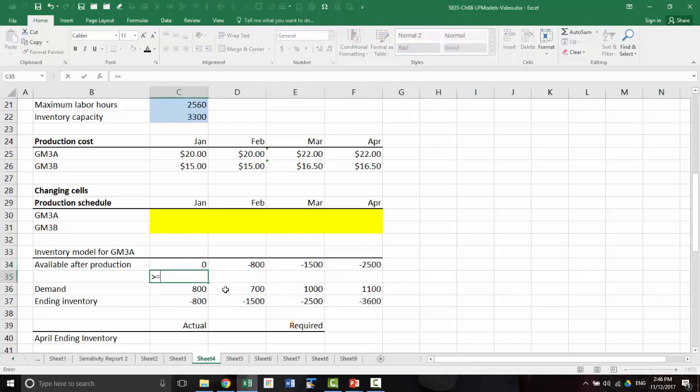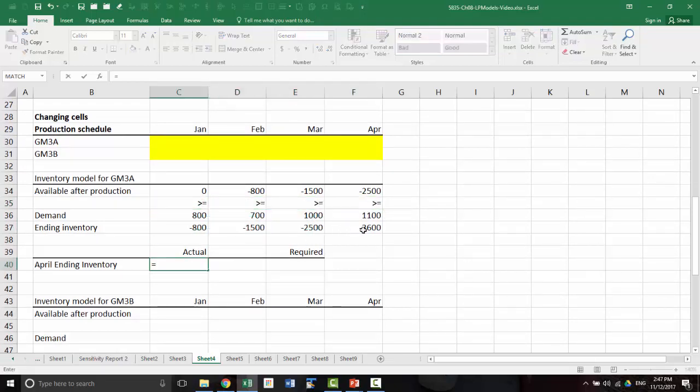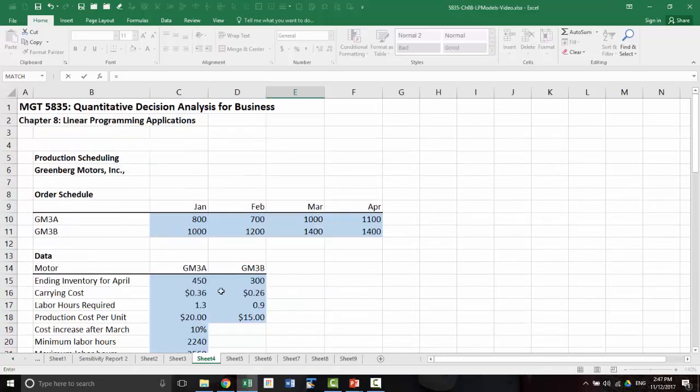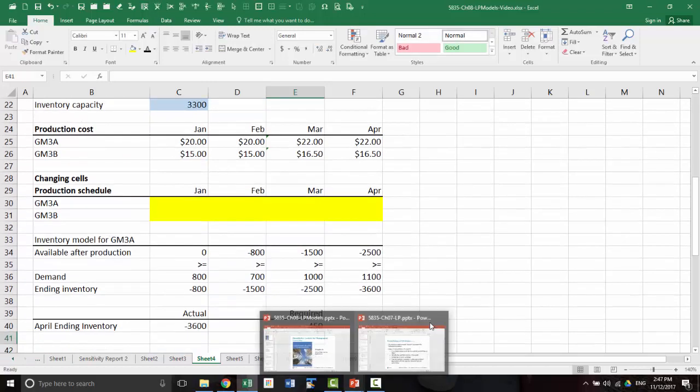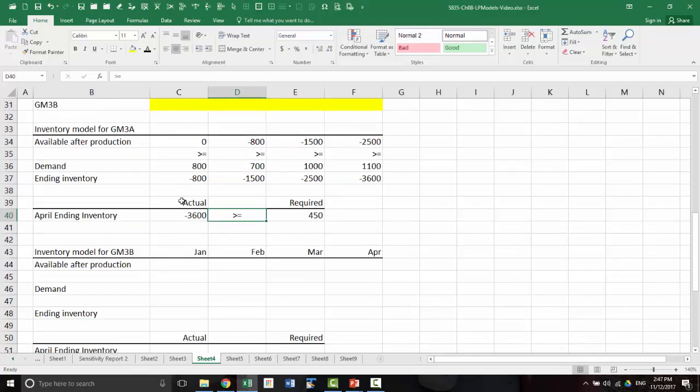And we will say that available after production must be greater than or equal to demand. So that will make sure that the ending inventories are never negative. So that would mean that you will meet the demands in the month when there is the demand. I mean, there won't be any back orders. Okay. Now, April ending inventory requirement. So we have April, how much ending inventory we'll have. So that will be the April ending inventory. And we have a requirement for April ending inventory, which is right here. So that must be greater than or equal to. Okay, let's center that. So it'll be nice and clean.